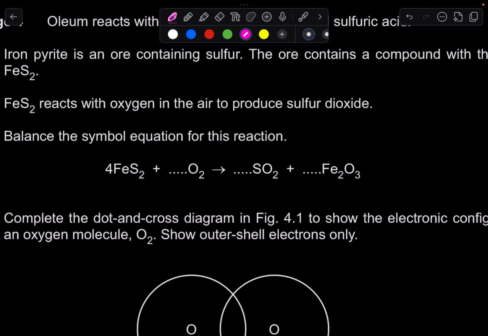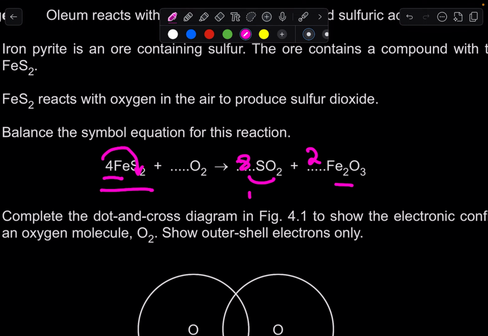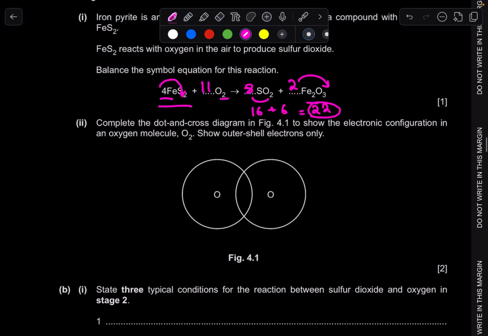What do I have? I have 4Fe. If I have 2, I add 2 over here. I have 4 2s are 8, 8 sulfurs on this side. So I add 8 over here. How many oxygens do I have on this side? 4 2s are 8, 2 8s are 16, plus 2 3s are 6. 16 plus 6 gives me, I guess, 22, right? 22. I have 22 oxygens on this side and 2 on this side. So I add 11 over here. Done.